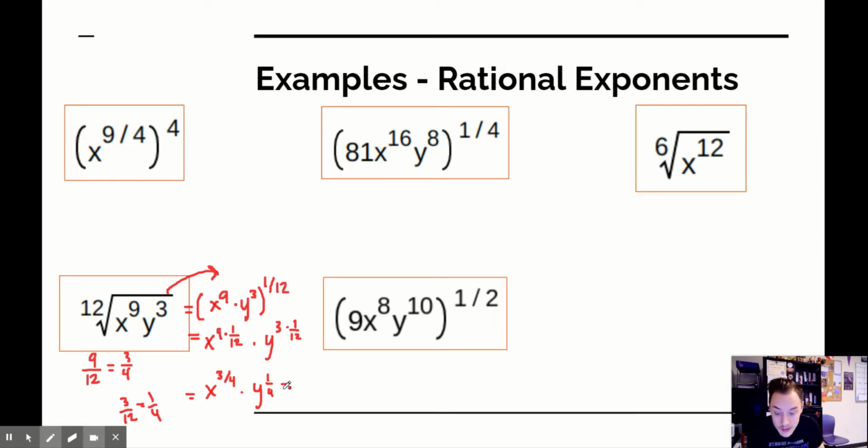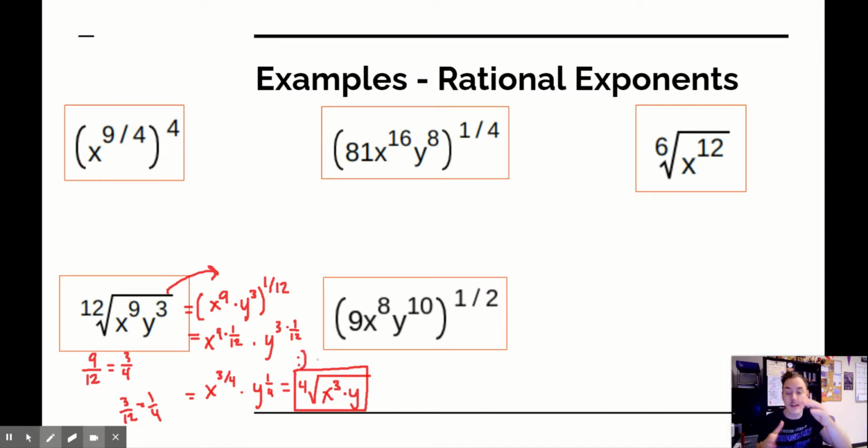So now, what does this simplify? Since it gave us it in radicals, I want to simplify it back into radicals. So how do I do that? What this really means is that since they're both underneath the 4th root because the index, the denominator, is 4 for both, it's the 4th root of x cubed times y. So this is now my final answer in radical form.